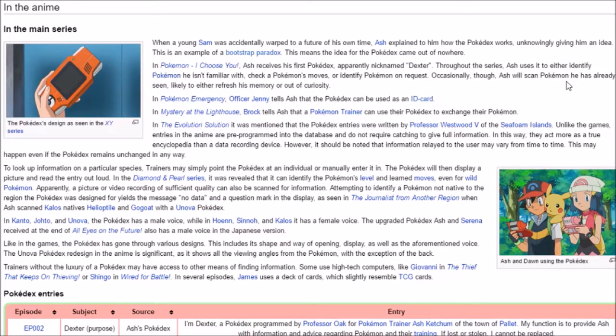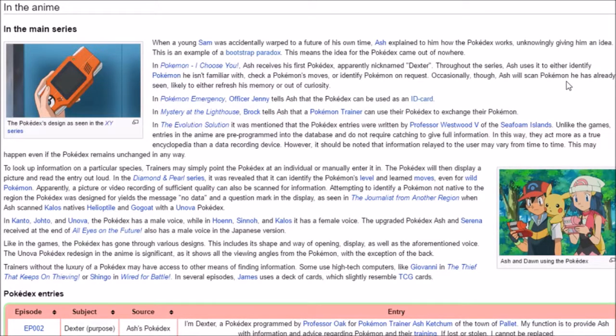Ash explains to him how the Pokedex works, and that gives him the idea for creating the Pokedex when he's older. So this is an example of a bootstrap paradox. A very fun, very popular form of paradox, but still, that means that the idea for the Pokedex came out of nowhere.